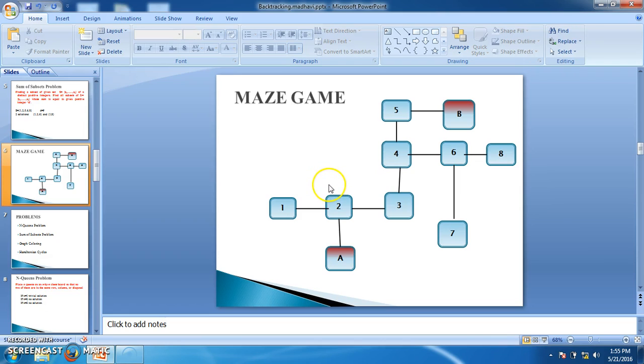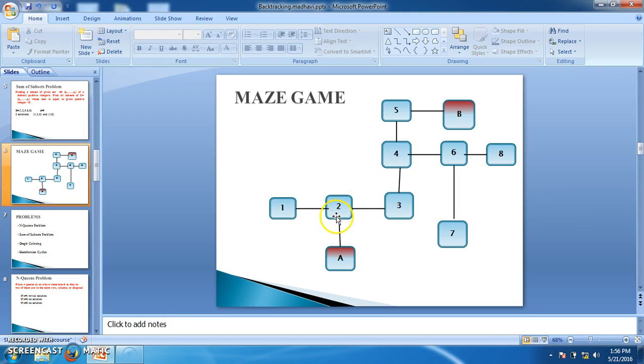So let us consider one small well-known example, that is the maze game. By this we can illustrate what exactly the backtracking method is. In this maze game we need to find the path from room A to room B, how we can reach room B starting from room A. Let us start at room A, and there is only one way to go, to room 2. But in room 2 there are two alternative paths to two different rooms, room 1 and room 3.